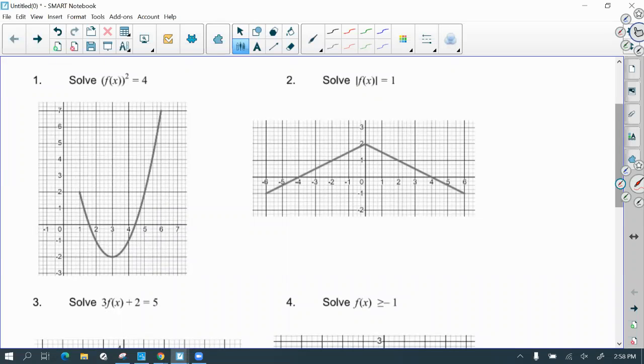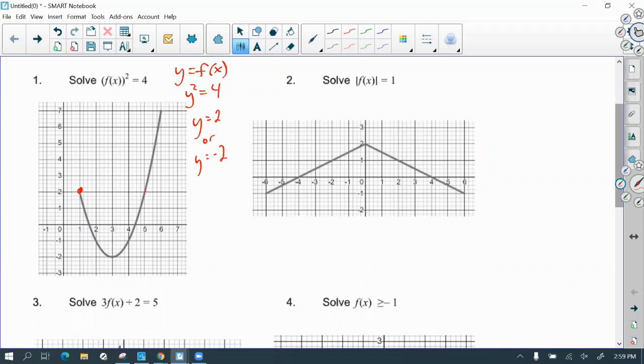For number one, it says f of x squared is 4. Well, y is f of x. So if f of x is being squared, then you can think of it as y squared equals 4. Now, this function has many ordered pairs. Some of those ordered pairs, the y value squares to 4. Now, we know that if y squares to 4, y could be 2 or -2. And that's what guides this problem.